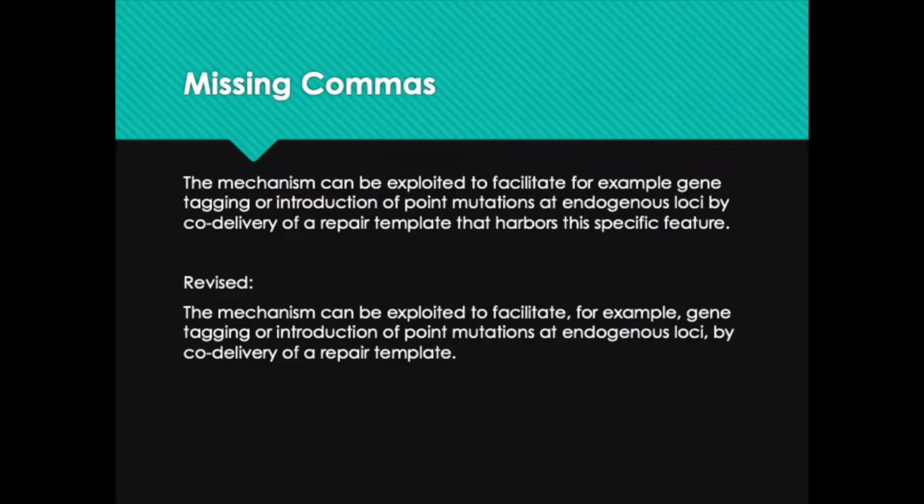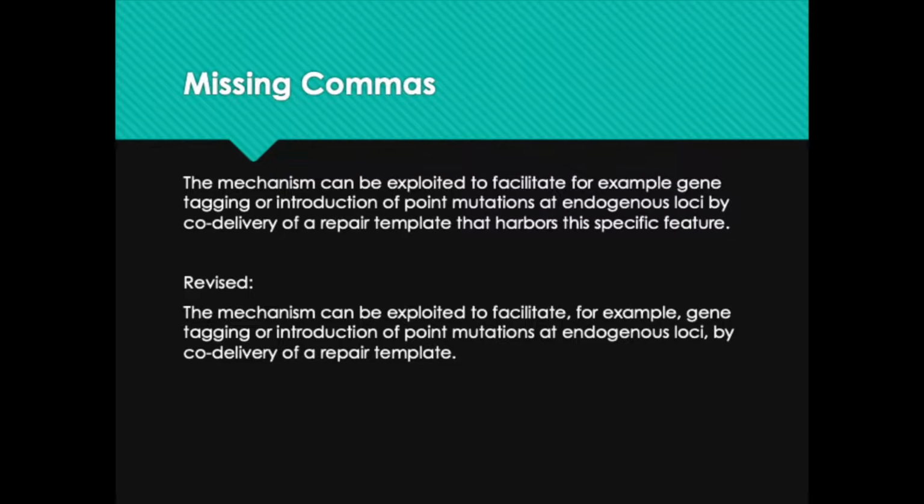can be repaired. So one of the common mistakes that we see with punctuation in scientific writing would be missing commas. So here's a sentence that says, the mechanism can be exploited to facilitate, for example, gene tagging or introduction of point mutations at endogenous loci by co-delivery of a repair template that harbors this specific feature. There are no commas in that sentence. So we use a comma before certain words like which or thus, or we use them after certain words like however or therefore, or we can use them when we want the reader to pause within the sentence.